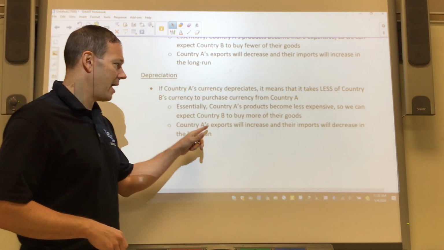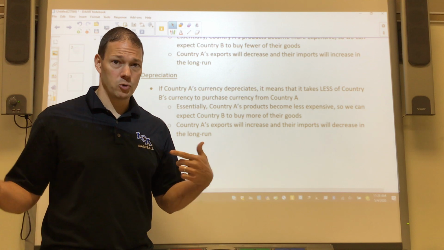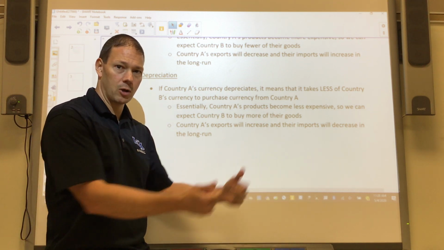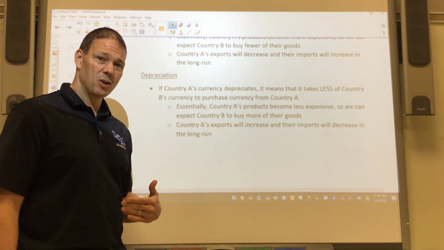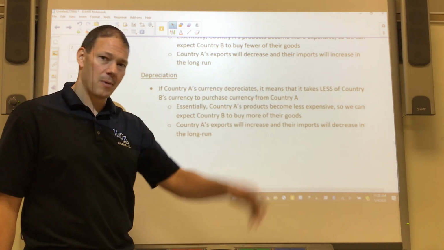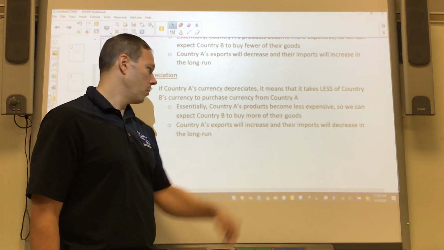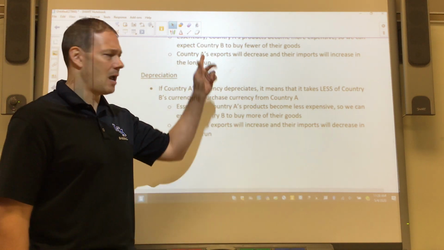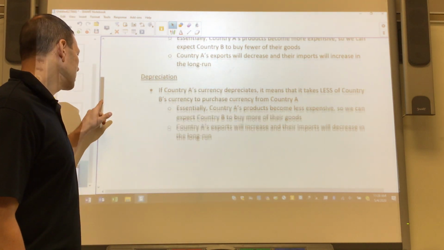That means country A's exports are going to increase, because remember, country B is buying more, so they're sending more to country B. Conversely, from country A's perspective, they're like, wow, country B's stuff just got more expensive, we're not going to buy from country B, and so their imports are going to decrease. So the exact opposite of what happens when there is appreciation.